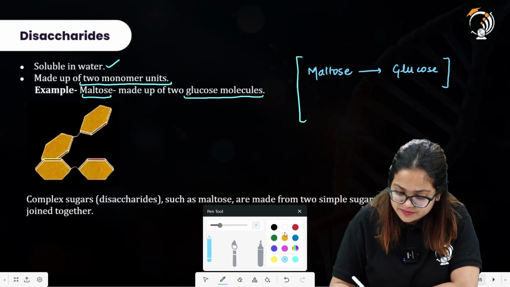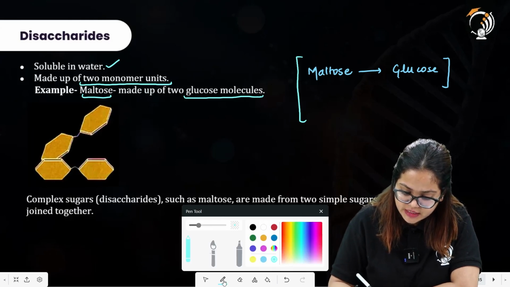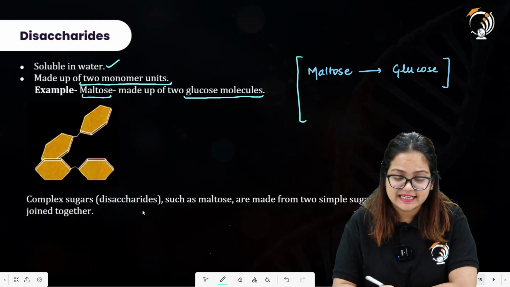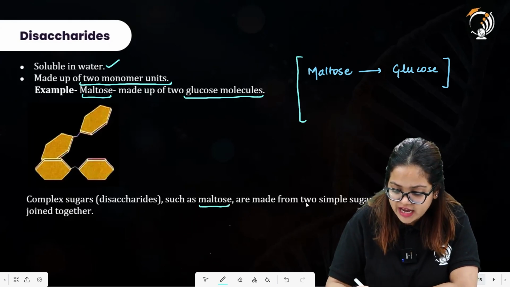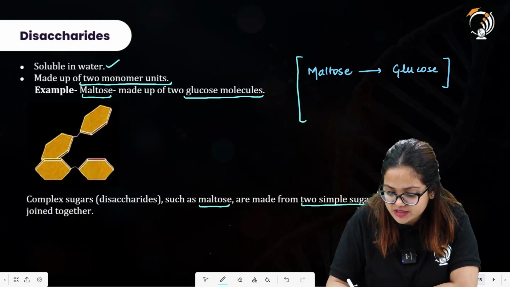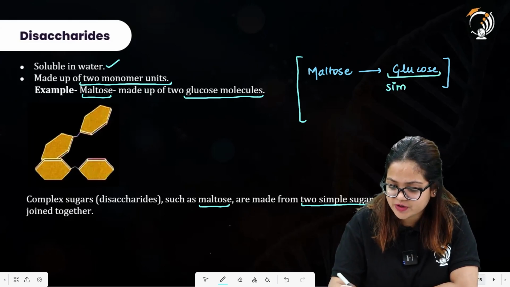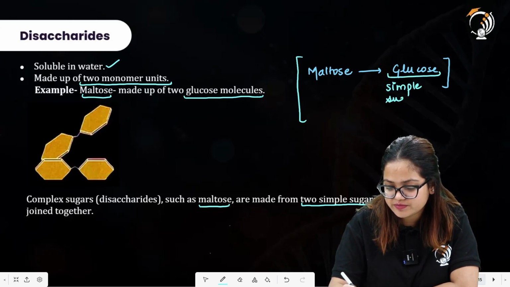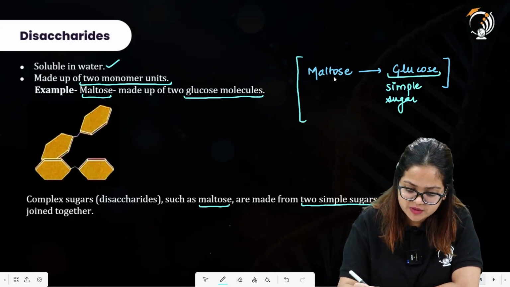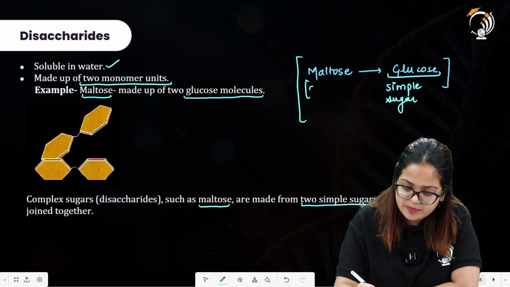Complex sugars that are disaccharides, such as maltose, are made from two simple sugars, and we have already understood that glucose is a simple sugar from the previous slides. So here we can write about maltose that it is a complex sugar.